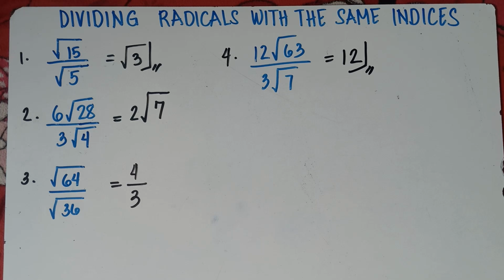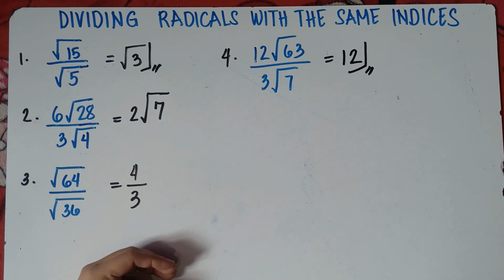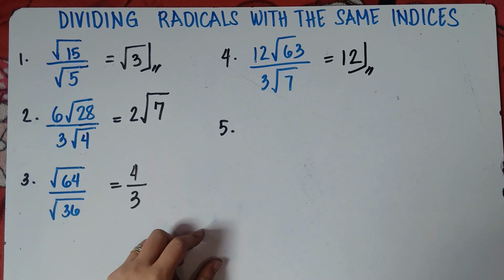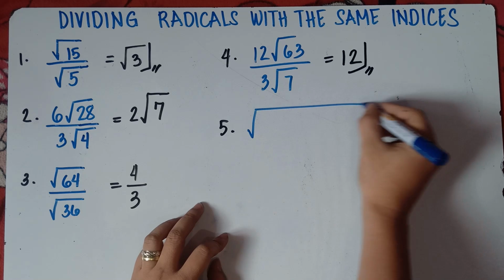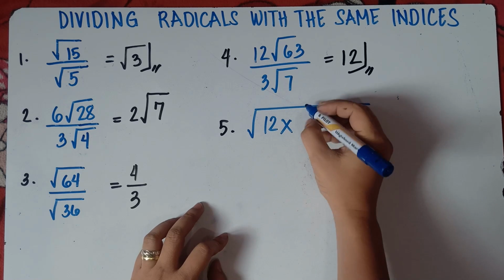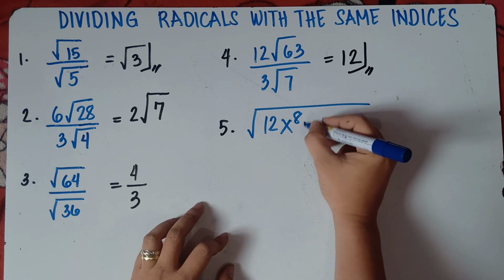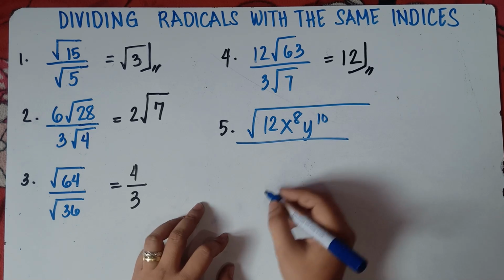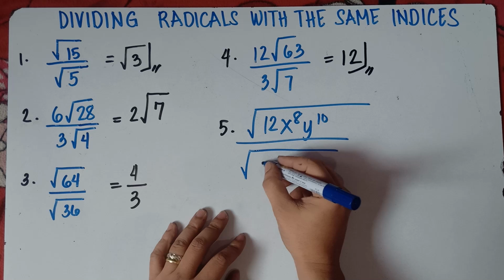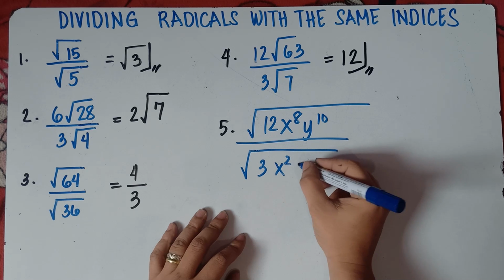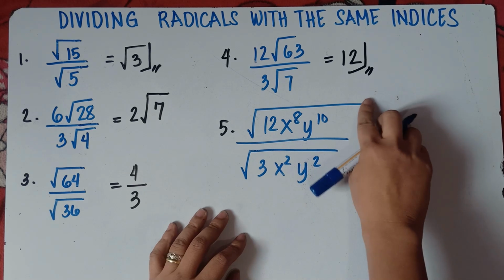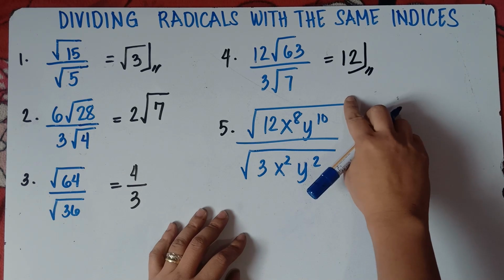Alright, so let's try number 5. So, we have, let me just copy here, number 5. So, we have square root of 12, x raised to the power of 8, y raised to the power of 10 over square root of 3, x squared, then y raised to the power of 2. Alright, so check the numbers, class.